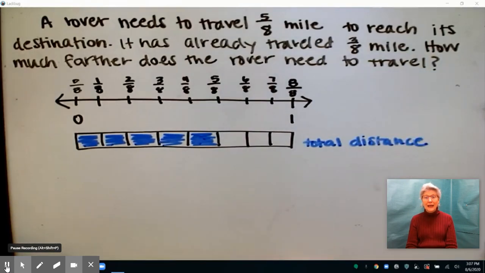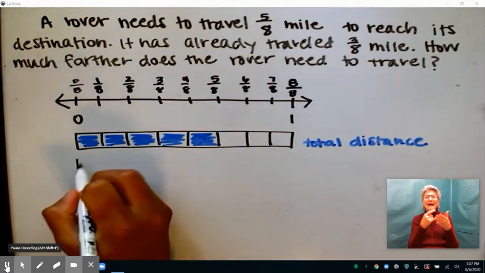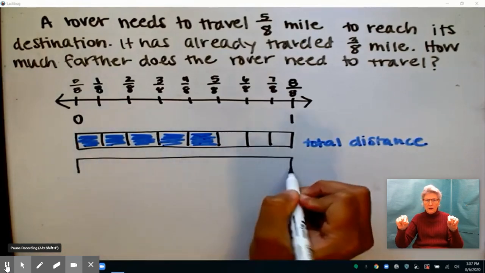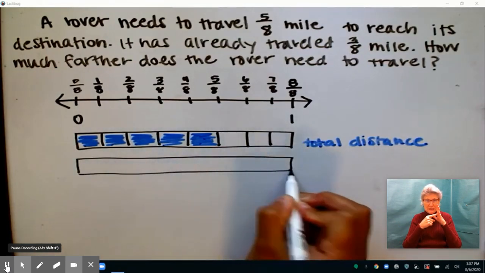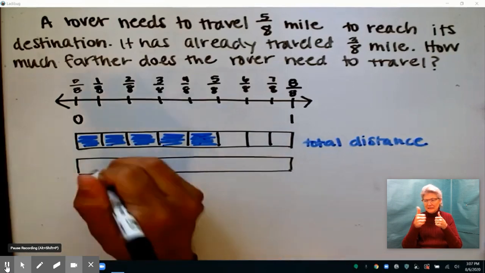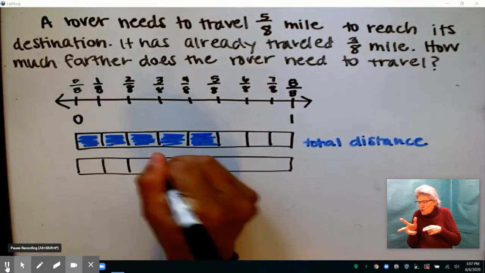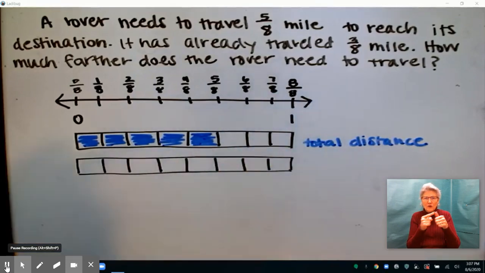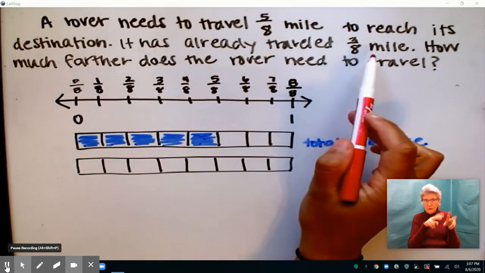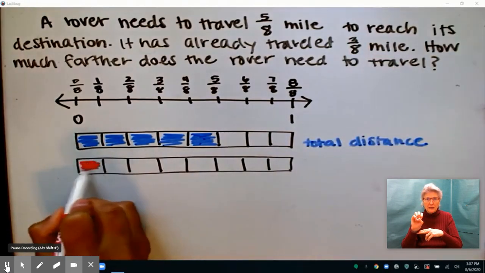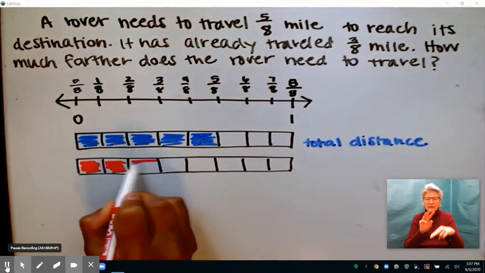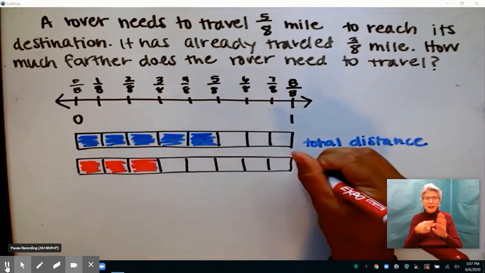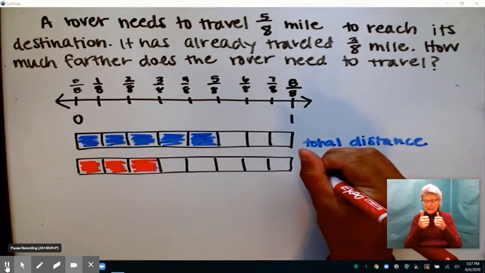Now what I'm going to do is draw a second bar model. And this second bar model is going to help me visualize the distance that has already been traveled. And I'm going to split it up the same way that I did with my bar model for the total distance. And then I'm going to shade in that distance that they've already traveled, which I see is 3/8 of a mile. So I'm going to shade in 3/8. And I'll label that over to the side that this is the distance traveled so far.